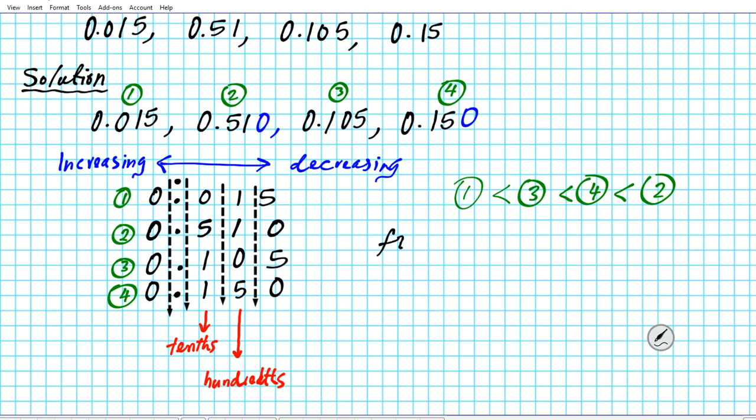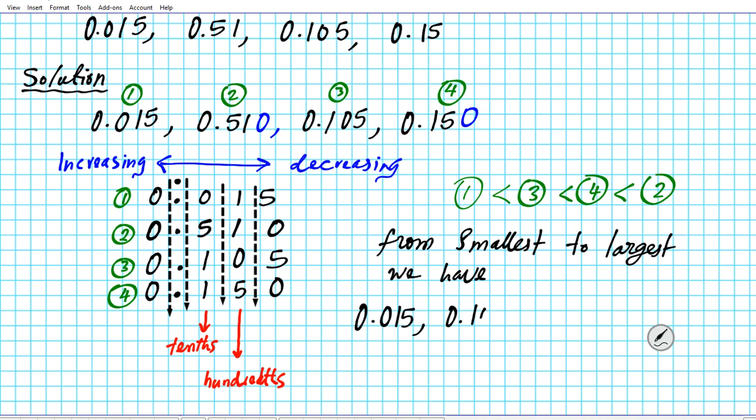So from smallest to largest, we have, so please don't confuse your digits, okay? Number 1 is 0.015. Number 3, 0.105 is next. And then number 4, 0.15. We put in the 0 there so we can easily make our chart to compare. So we don't have to put it in the final answer. And then the biggest is number 2, which in its original form was 0.51.